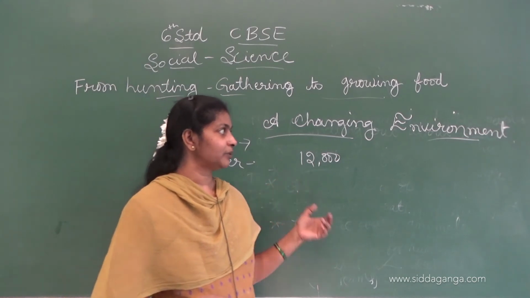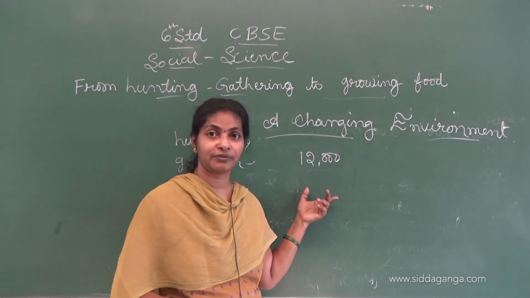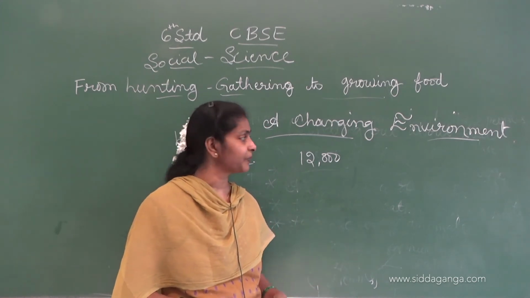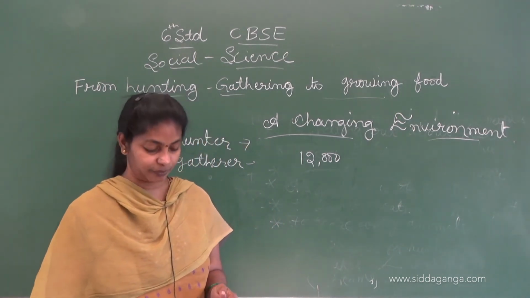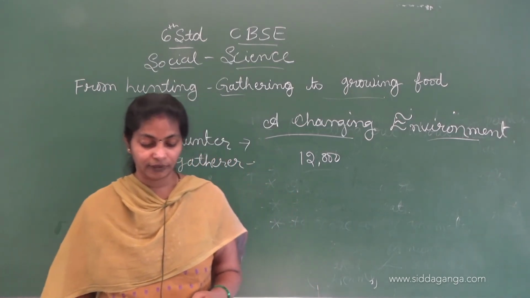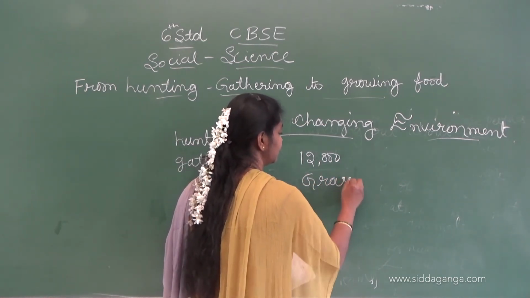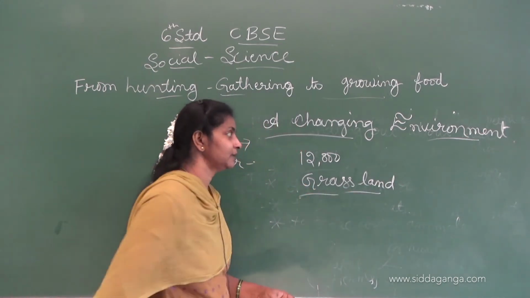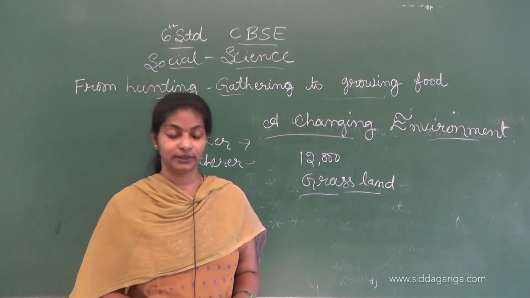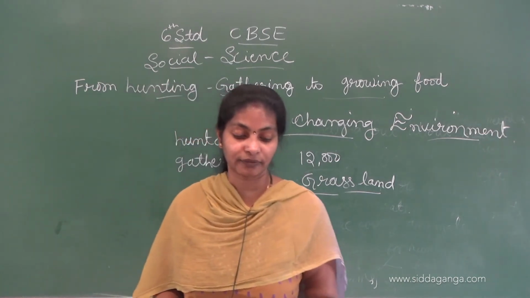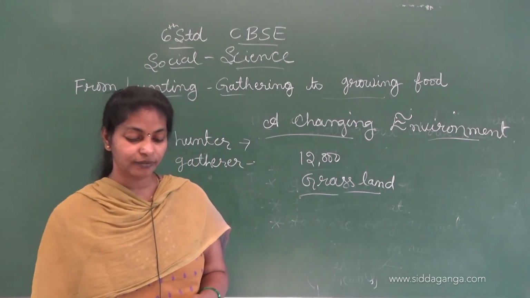Not only was the warm climatic condition developed, this situation led to the development of grass, animals and all. When the warm climatic condition was developed, this situation led to the development of grassland. It also led to an increase in the number of animals that survived on grass.